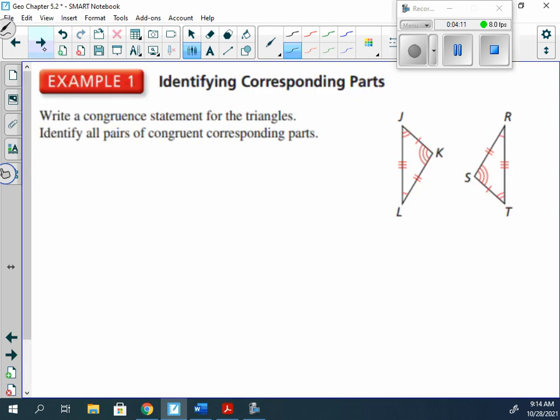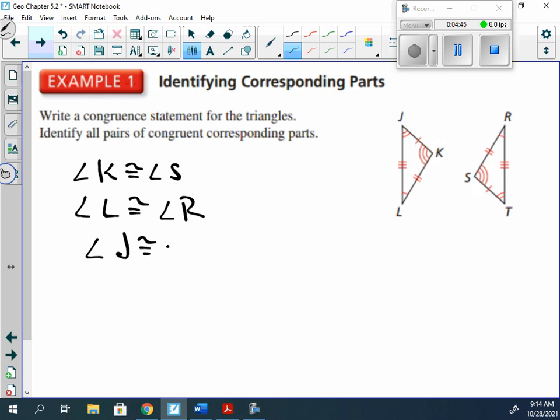Looking at these two triangles, we want to name the corresponding parts, lines, and angles, as well as give the congruency statement for the two triangles. Looking at this, what angles would be congruent to each other or match up? Angle K would be congruent to angle S. What's another set? Angle L would be congruent to angle R. And lastly, J and T. We can see it by the little marks inside the triangle.